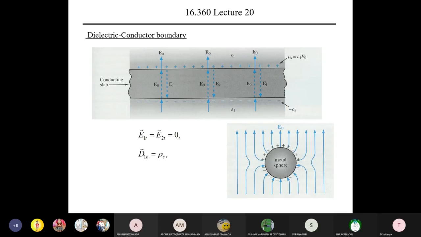Application of boundary conditions: the first application can be considered as a dielectric to conductor boundary condition, which means half of the plane can be considered as a dielectric medium, and the remaining half of the plane as a conductor medium. The conductor may have different characteristics, and the dielectric also may have different characteristics. So this one is one medium and this is the other medium, where we have to find the E1 value as well as the E2 value. At that time, E1T equals E2T equals 0, and D1N equals rho s.